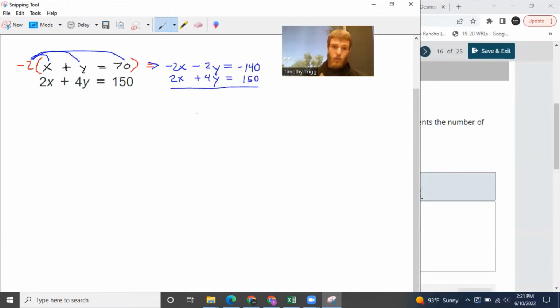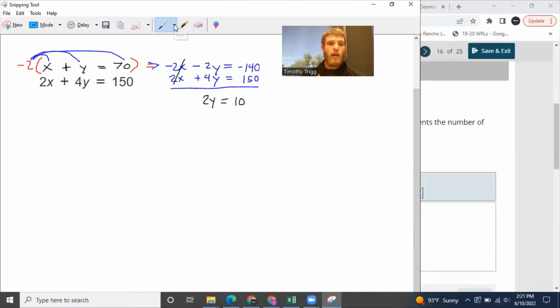Now when we add these equations together, what happens to my x's? Well, hopefully you can see that the x's eliminate. That's good. Now we have our y's. -2y plus 4y is positive 2y. It's positive because we have more positives. Equals, what's -140 plus 150? Well, that's 10. Okay. Now let's go ahead and solve for y.